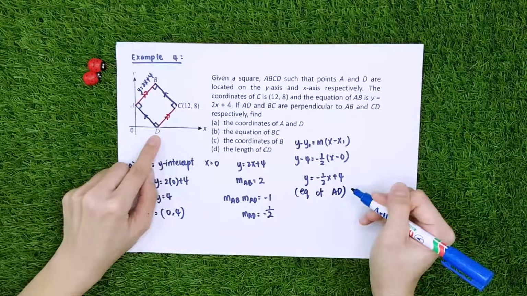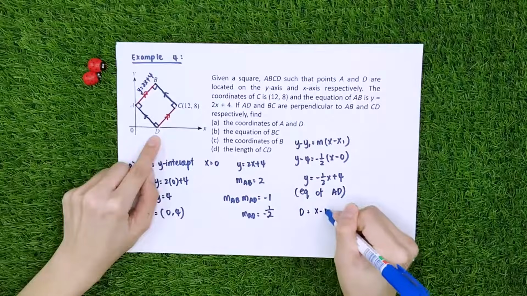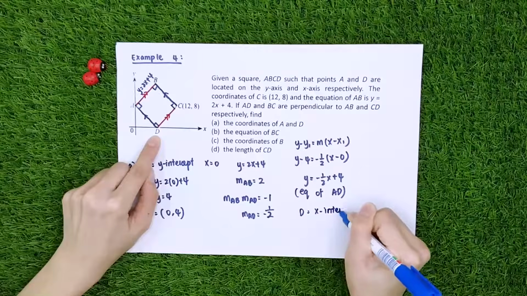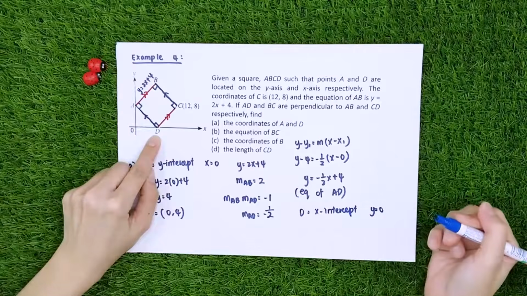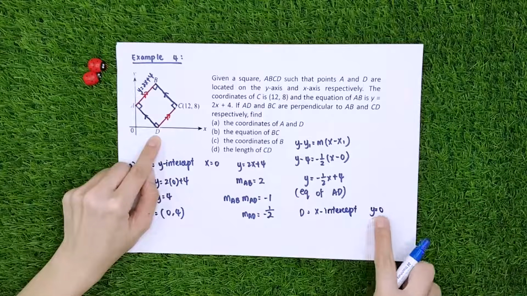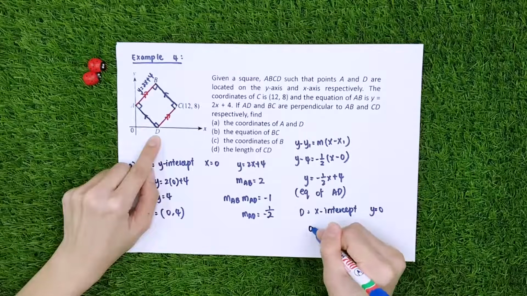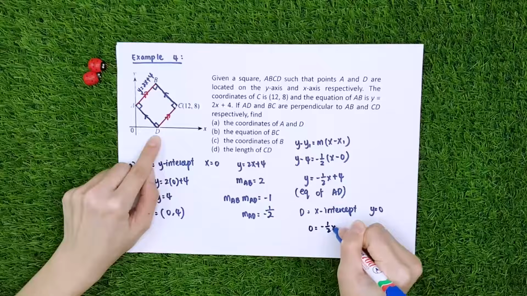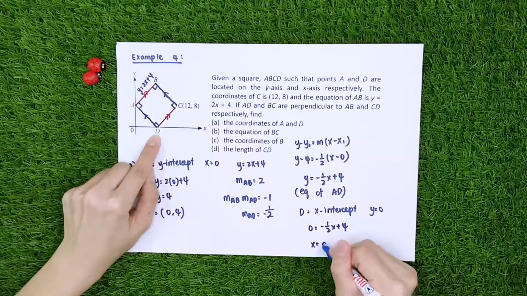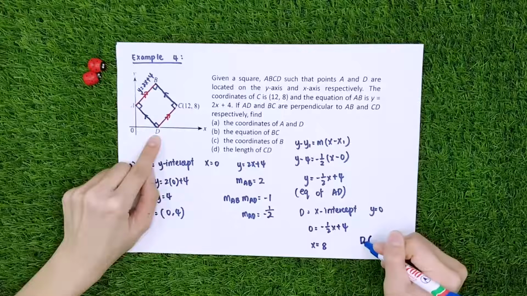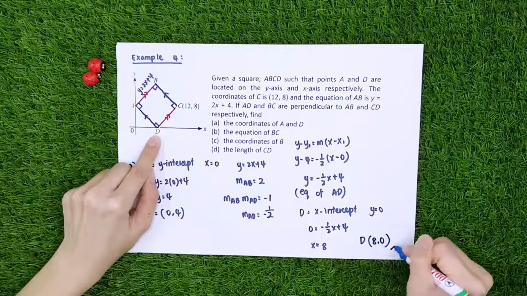Can I find my coordinate of D? My coordinate of D is the x-intercept, which means my y is equal to 0. So I will substitute y equals 0 into the equation of AD. I will get 0 equals negative half x plus 4. I can get x is equal to 8. Okay, so I can conclude my coordinate D is (8, 0).